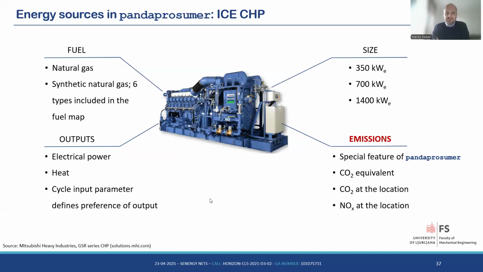Now, one special feature of pandaprosumer is the possibility to evaluate emissions. So there are 3 types of emissions: CO2 equivalent, a standard way of evaluating CO2 emissions. There's also the possibility to evaluate CO2 at the location, so where the CHP is installed, and also the NOx emissions at the location. So this gives pandaprosumer the possibility to evaluate the amount of emissions that will be emitted during the operation of the CHP, not necessarily the whole system, but in this case, just the CHP.